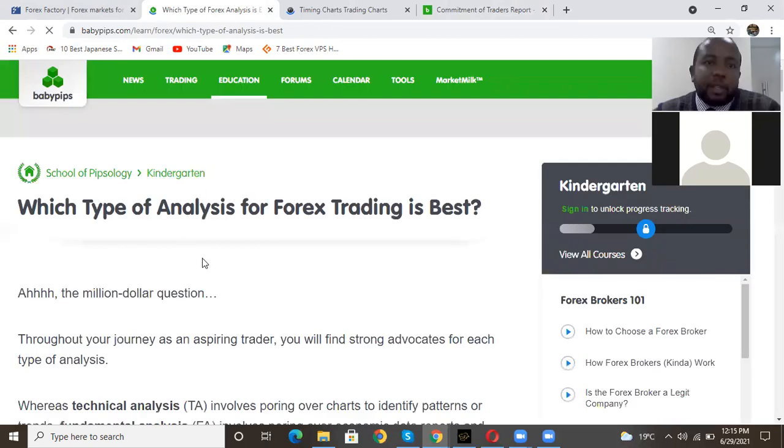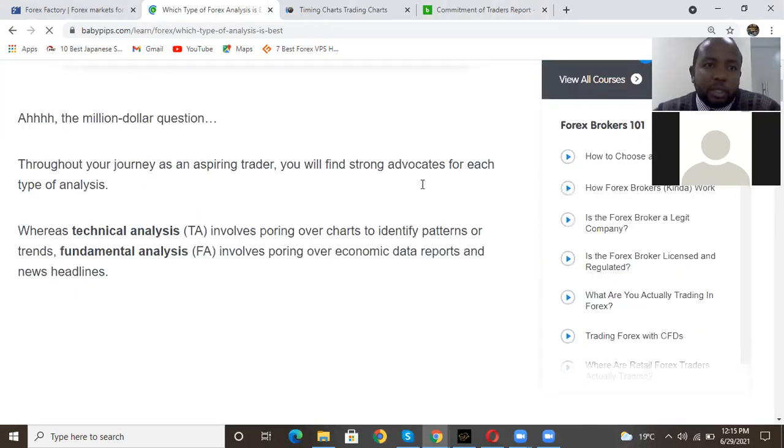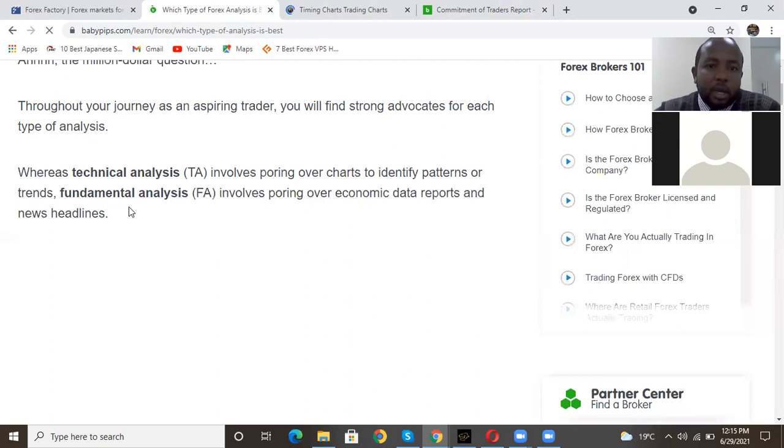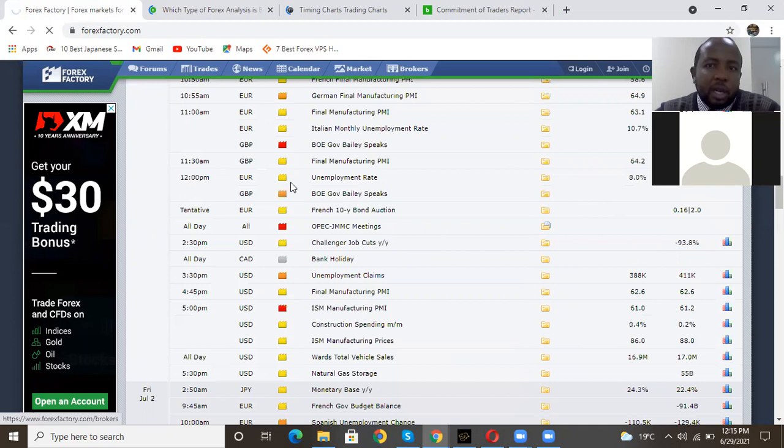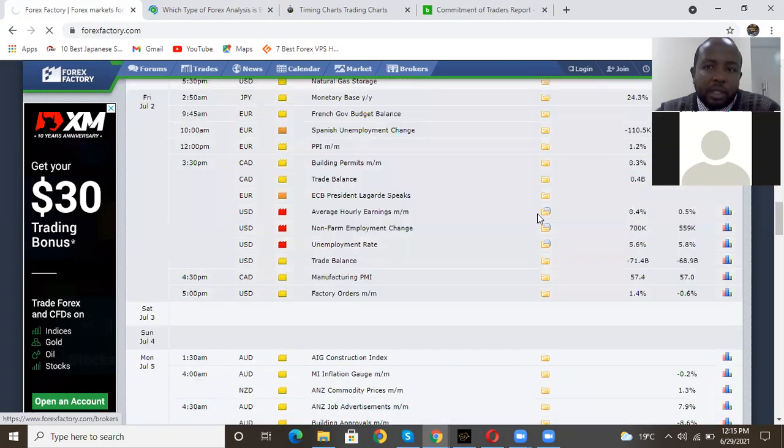A minute, guys. So we are back here. Technical analysis involves poring over charts to identify patterns or trends. Fundamental analysis involves poring over economic data. This is the data we have. So we have said we are checking this week, and we should be trading NFP. So what NFP is all about, here it is. You guys can see nonfarm payroll. When I click on this, it's basically showing how many jobs were created.